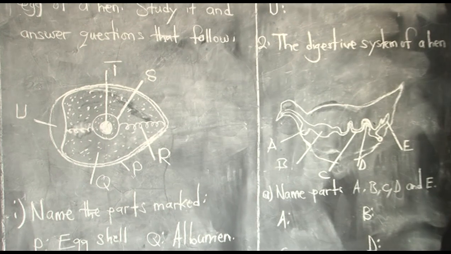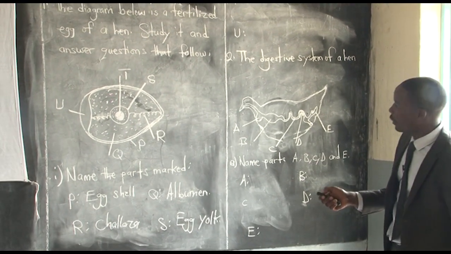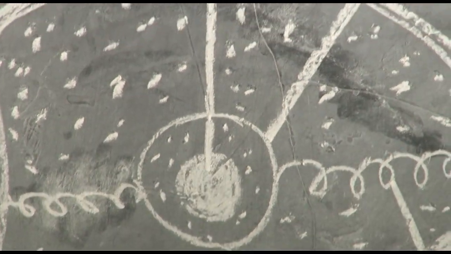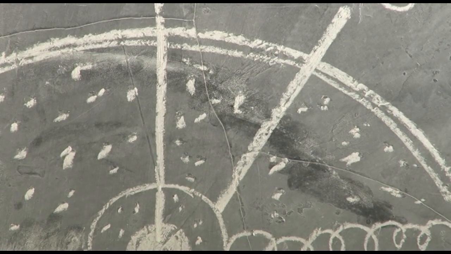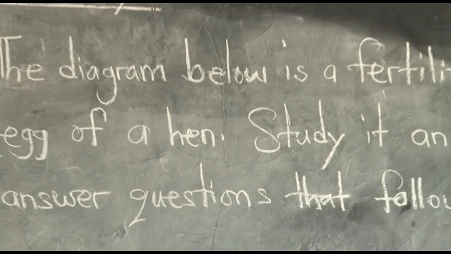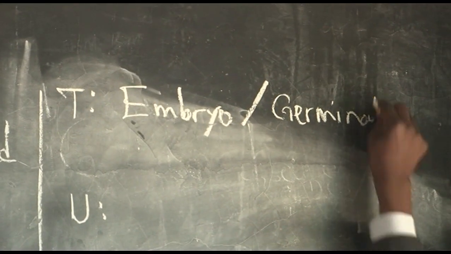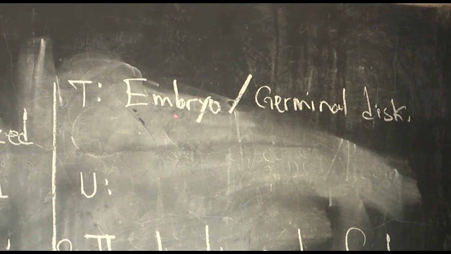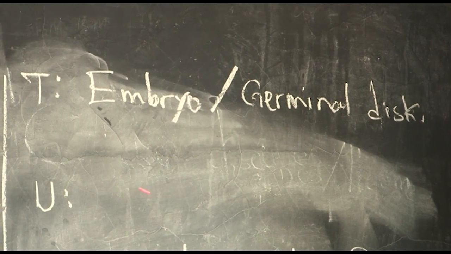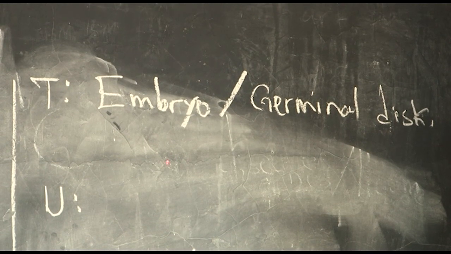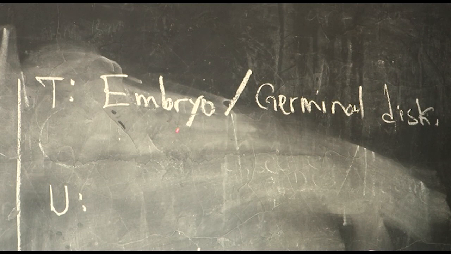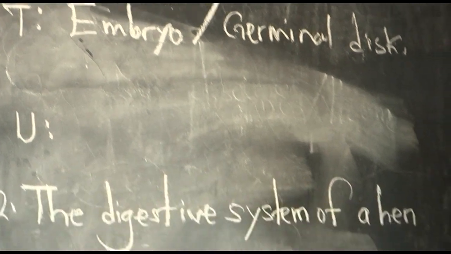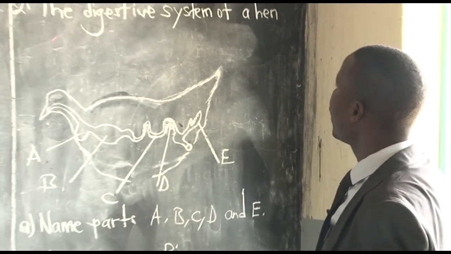Okay, this can move us to part T, yes? Let's look at part T here, the diagram. The inner part here, part T, is the embryo or germinal disc. You can say embryo or germinal disc. Why do you call it germinal disc? This germinal disc, or the embryo, is the part that develops into a chick. Let's say the egg is incubated for 21 days, this part develops into a chick. So if you ask the importance of the embryo or germinal disc, simply say, develops into a chick. And that's a young one.